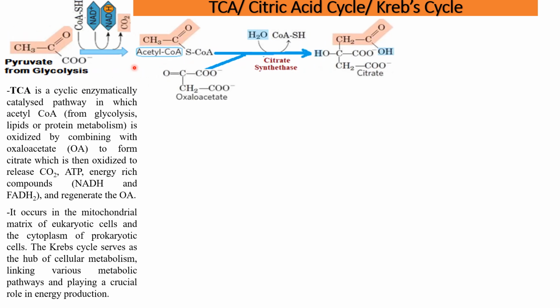So what happens is that carbon dioxide is removed through decarboxylation, and then CoH replaces the carbon dioxide, and the final product is acetyl plus CoH, which is called acetyl-CoA, under the action of the enzyme pyruvate dehydrogenase.